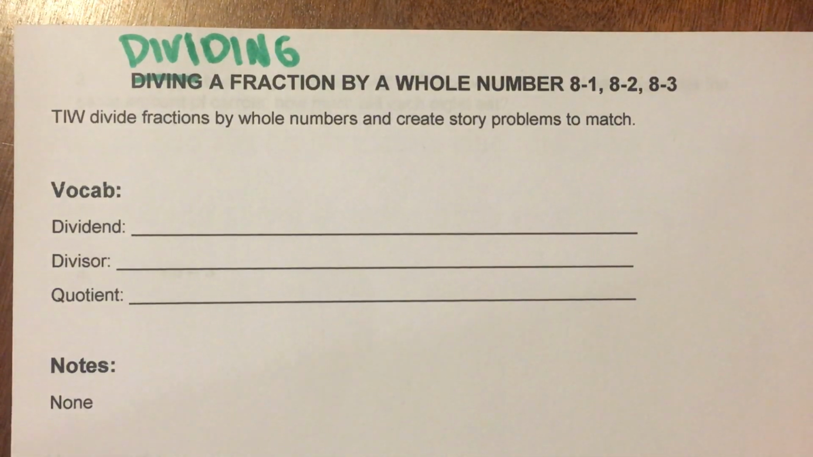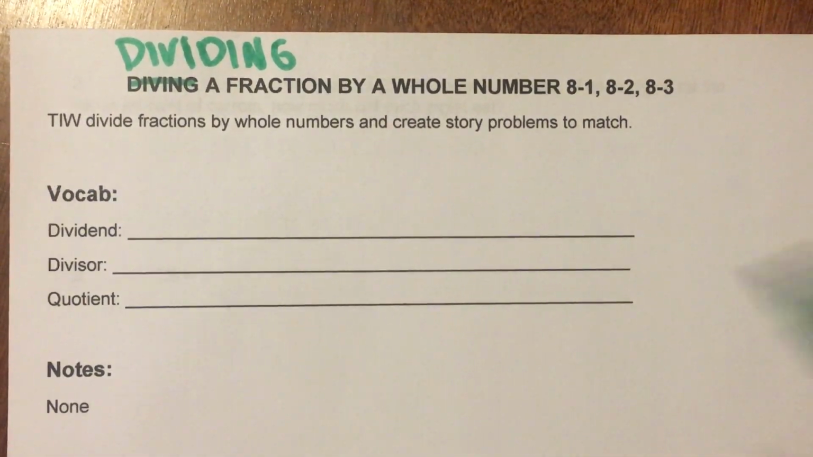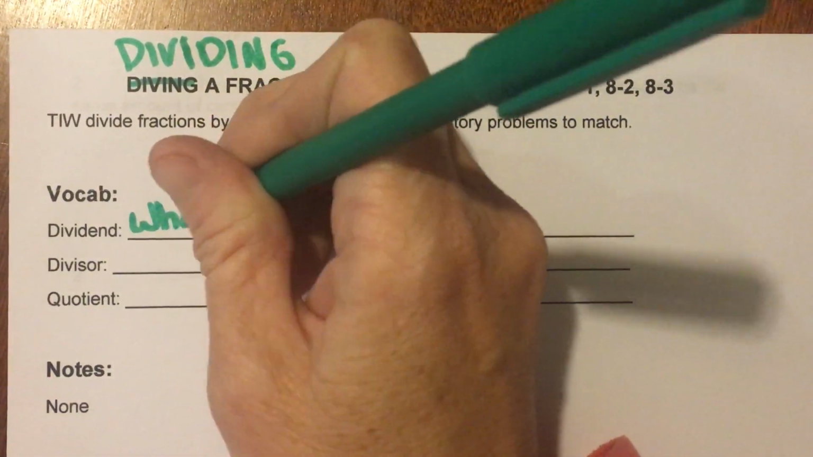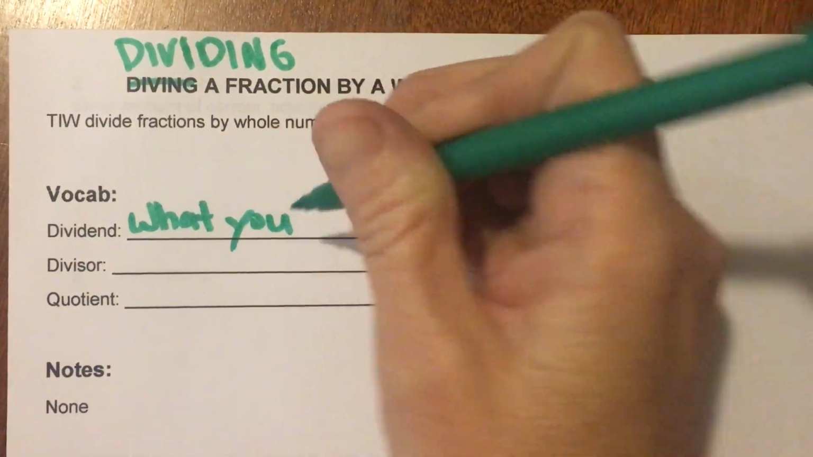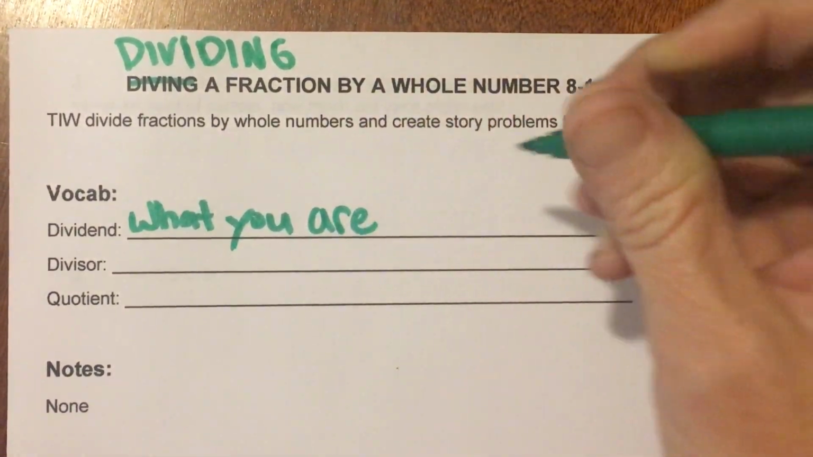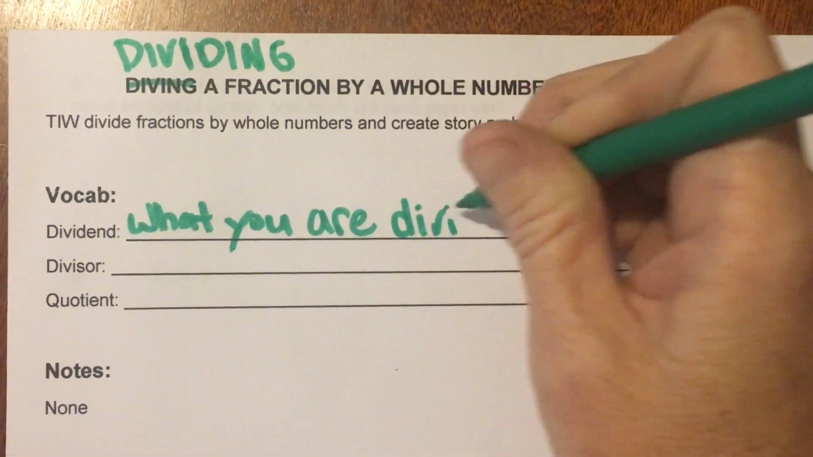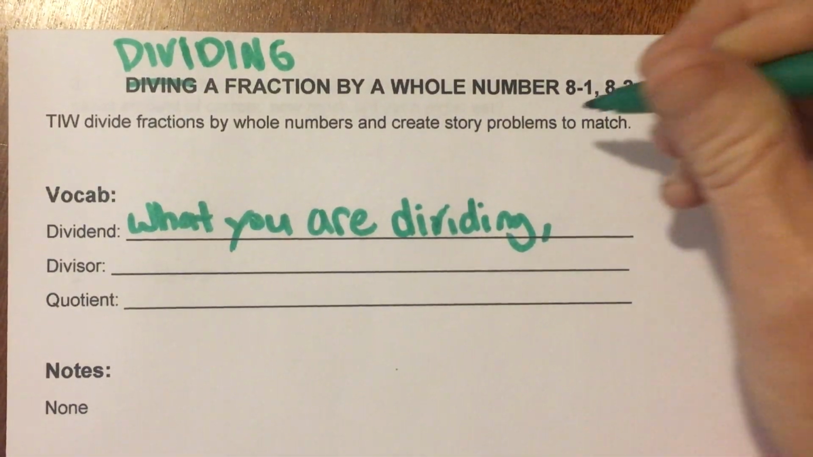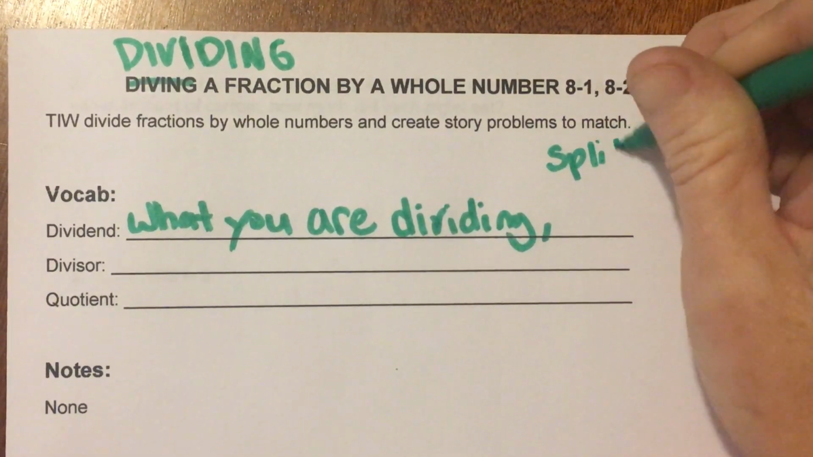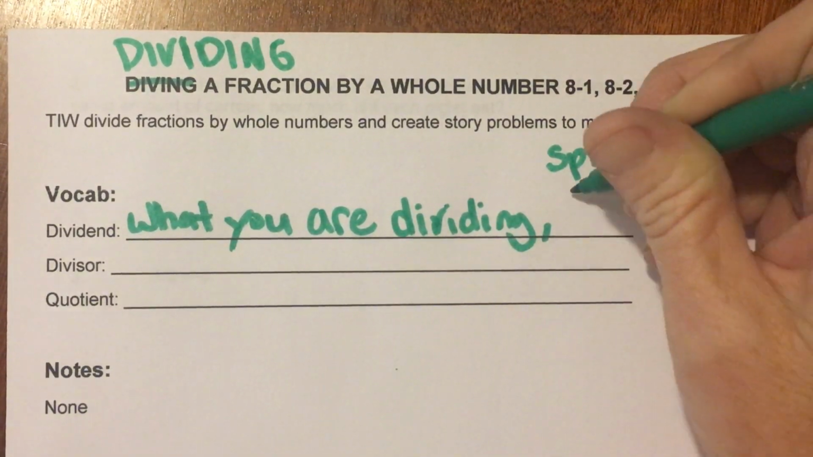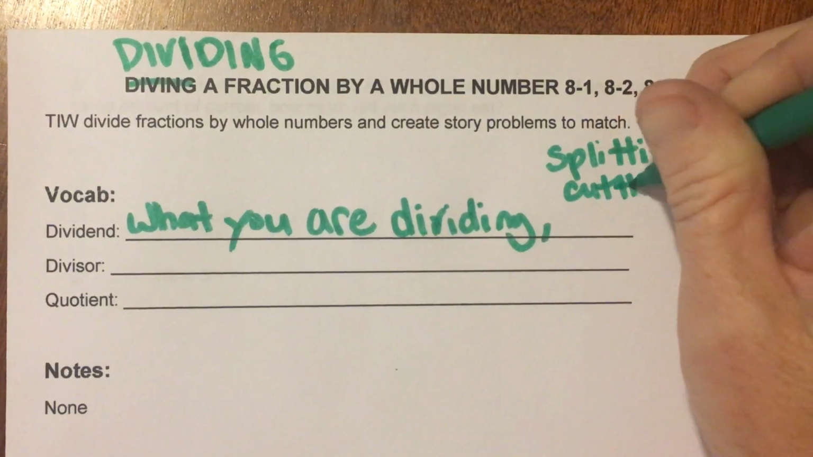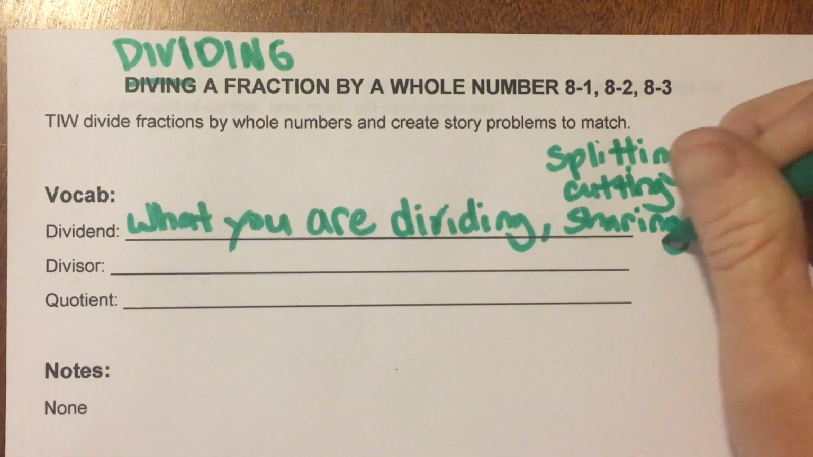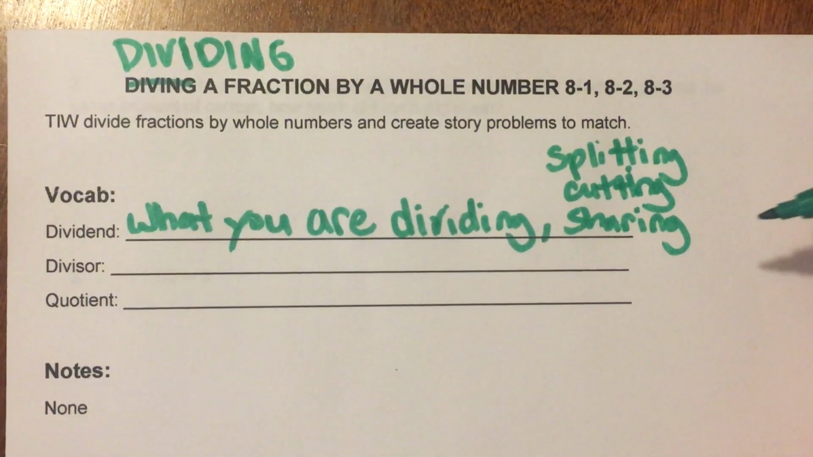Okay, we do have 3 vocab words. They're all review. The first one is a dividend. A dividend is what you are dividing. So often in story problems, it's also going to be what you are maybe splitting or cutting or sharing. We'll see all those different words in there.